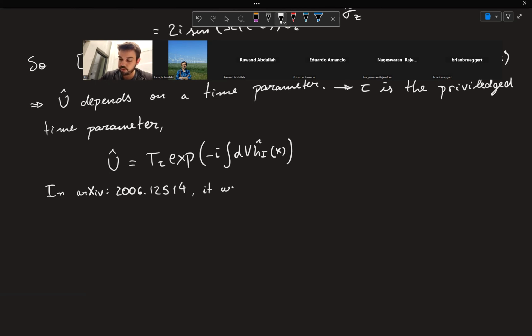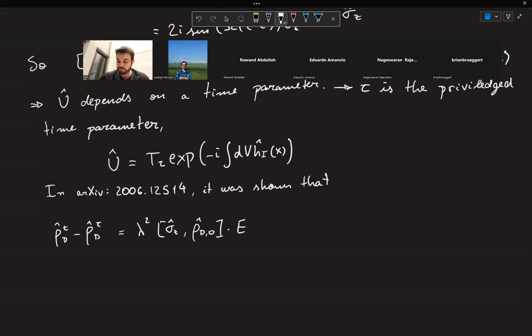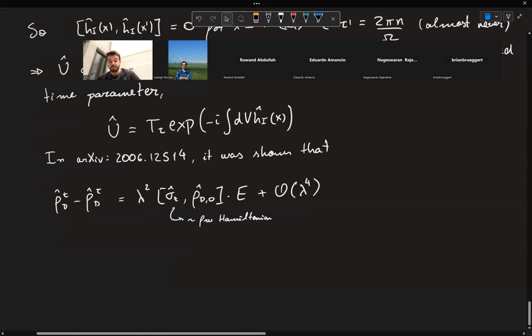2006.12514, it was shown that if you use a time parameter t and then you use a time parameter tau to compute it, so two different time parameters, the difference to order lambda squared is going to depend on whether or not the initial state of your detector commutes with the free Hamiltonian. So if you start at the ground state or at the excited state, to leading order in perturbation theory, this breakdown of covariance doesn't happen.